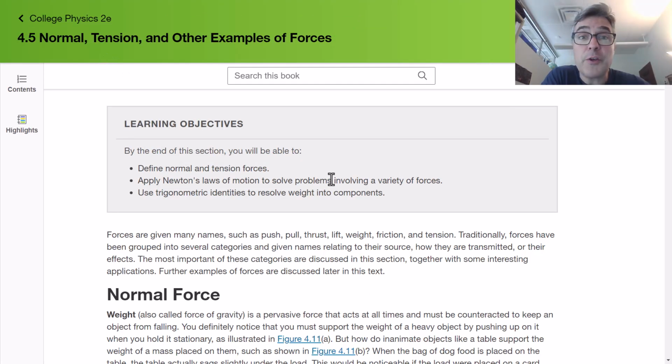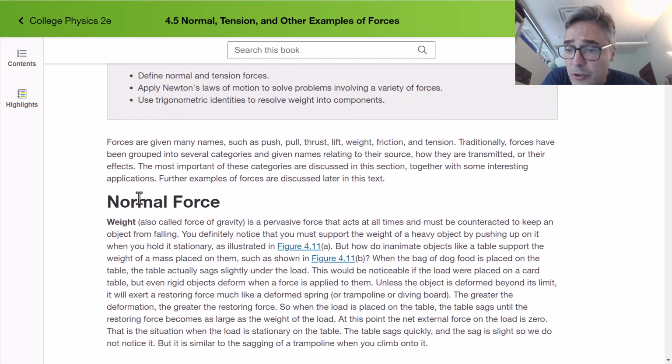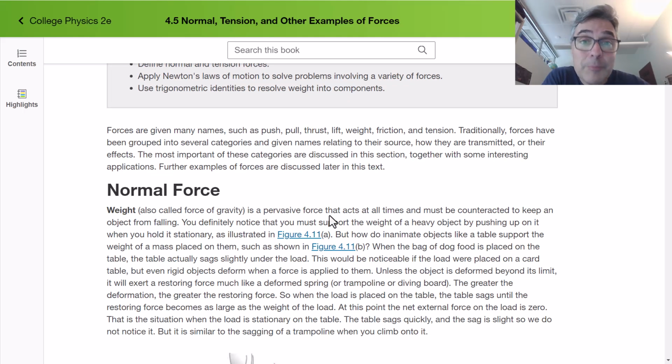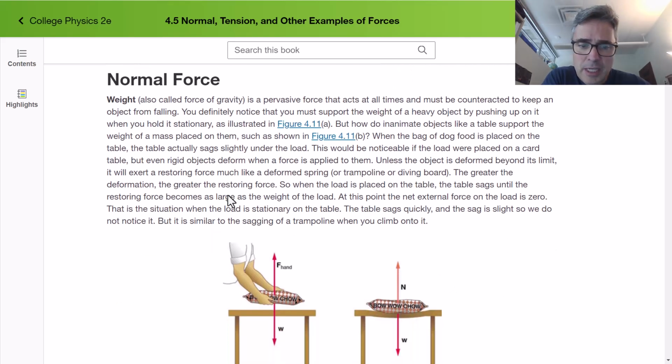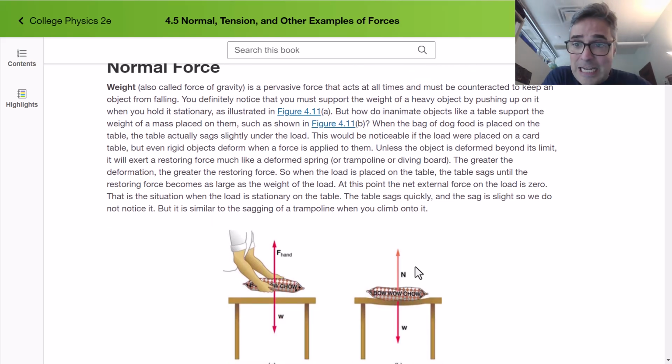4.5 is on the normal force and the tension force. So we already introduced weight, the force of gravity. Now there are two forces that are really important. They come up a lot. The first is called normal force. It usually gets a letter N on it.